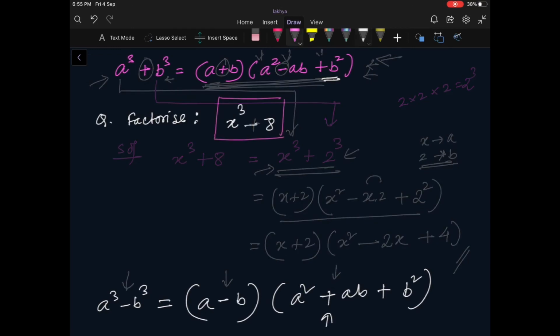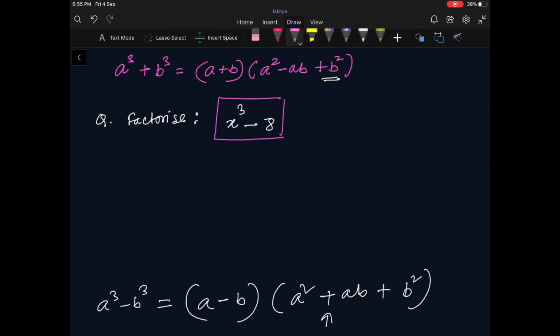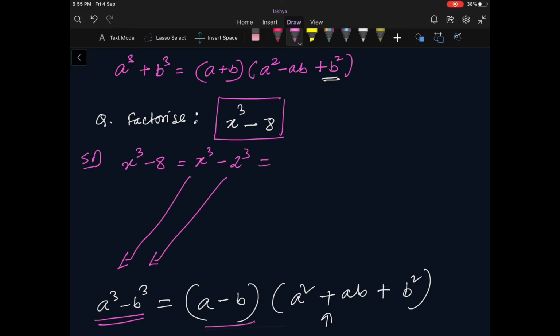If we need to factorize the polynomial x cube minus 8, then we have to apply this identity a cube minus b cube. Here x cube minus 8 can be written as x cube minus 2 cube. Now consider x cube as a cube and 2 cube as b cube. Then according to this identity we will get a minus b, that is x minus 2, then a square, that is x square, plus ab, so x into 2, then plus b square, that is 2 square.